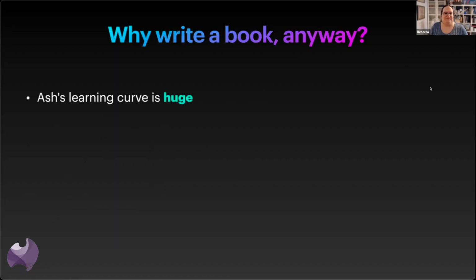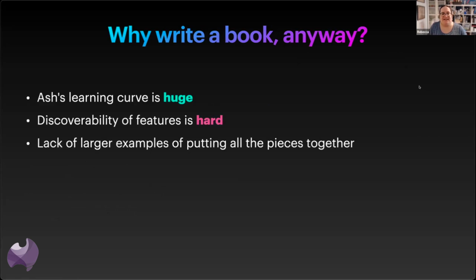So why write a book? When we started working with Ash, we realized that the learning curve of the framework was huge and that the discoverability of features was really, really hard. There was a lack of larger examples of putting all the pieces together. So the initial getting started was really good. Like you could get up and running really quickly. But then as soon as you're like, okay, how do I do this? You're like, I don't know where to go. I don't know how to find out. I don't know what there is to help me with this.